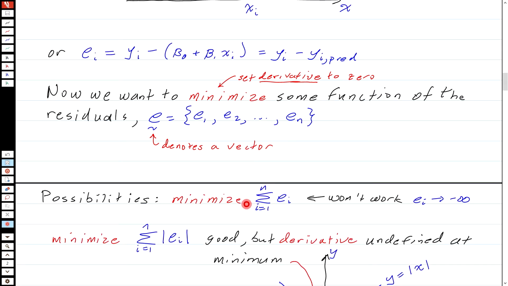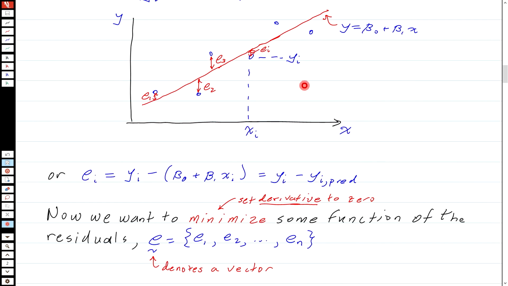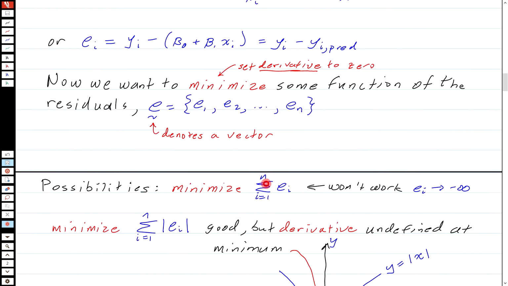Some possibilities then: the question is, what function should we be minimizing here? We could try minimizing the sum of the ei's. The problem with that, of course, is that the minimum of e is minus infinity. So basically the minimization of this sum means all the e's go to minus infinity, and this line of best fit just drops off down to minus infinity, and it's of no use to us. So this is not an option here. What we have to do is get rid of the sign. So another option is to minimize the sum of the absolute values of the ei's.